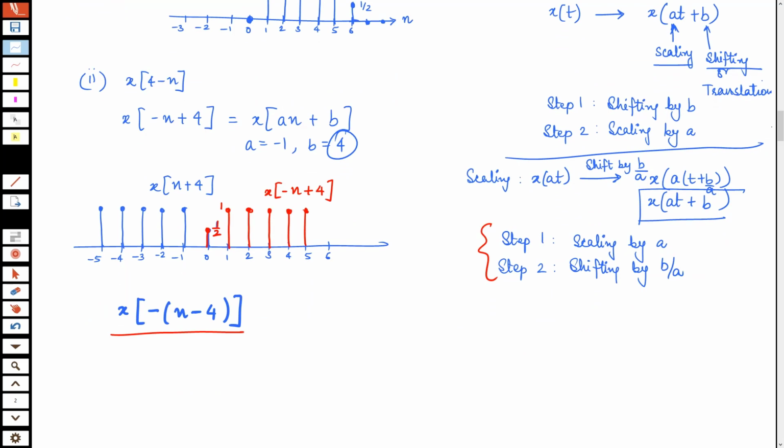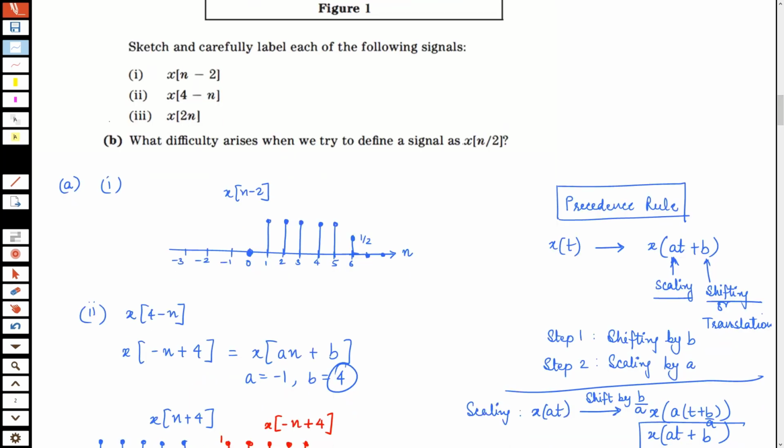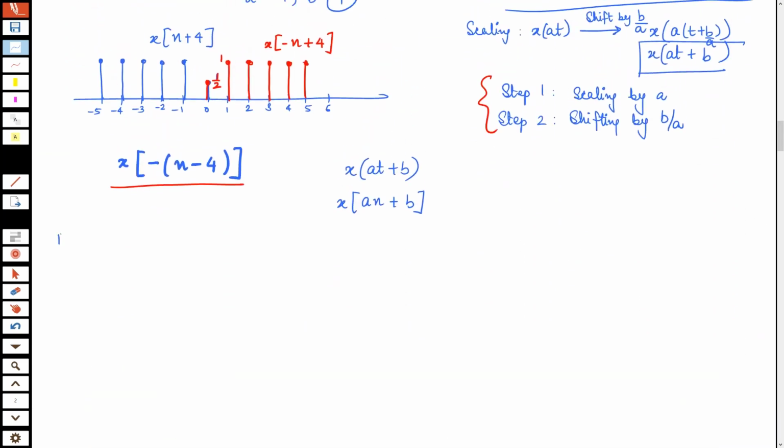when you have a compound kind of an operation where scaling and translation both are to be done together, of the form x of at plus b, or in terms of discrete time signal, say x of an plus b. The third part requires you to sketch x of 2n. Now we also know that when we talk in terms of x of an, there is no translation, right? So b is equal to 0.